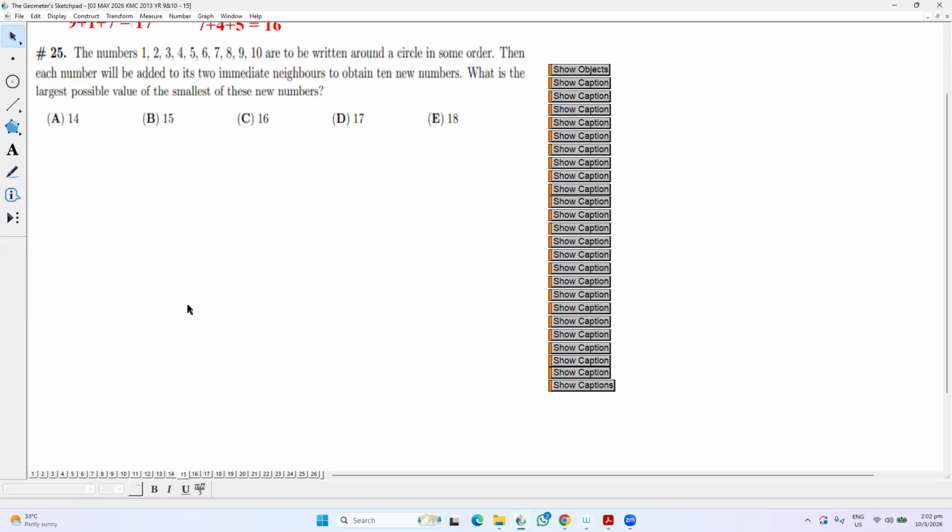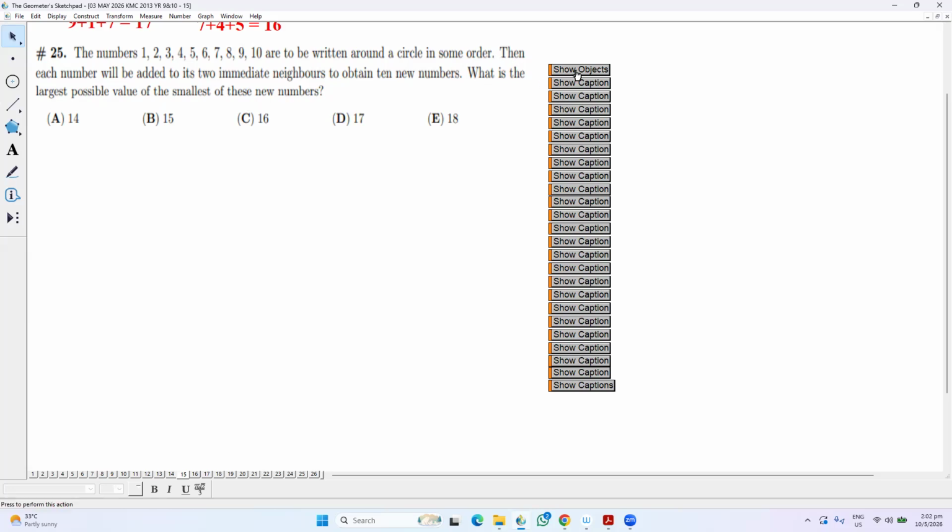Question 25. The numbers 1, 2, 3, 4, 5, 6, 7, 8, 9, 10 are to be written around a circle in some order. Then each number will be added to its immediate neighbor to obtain 10 new numbers. What is the largest possible value of the smallest of these new numbers?